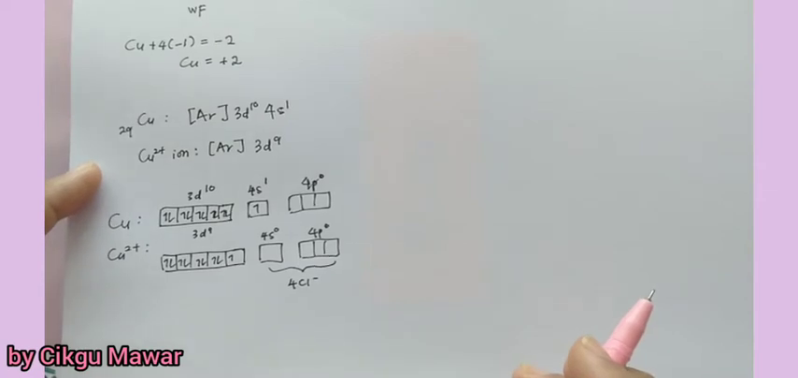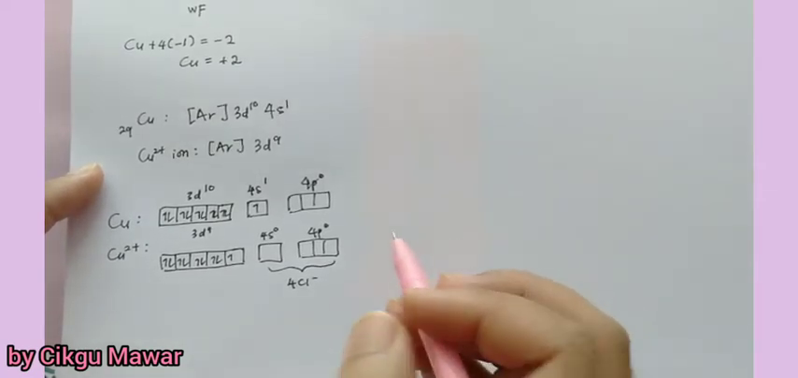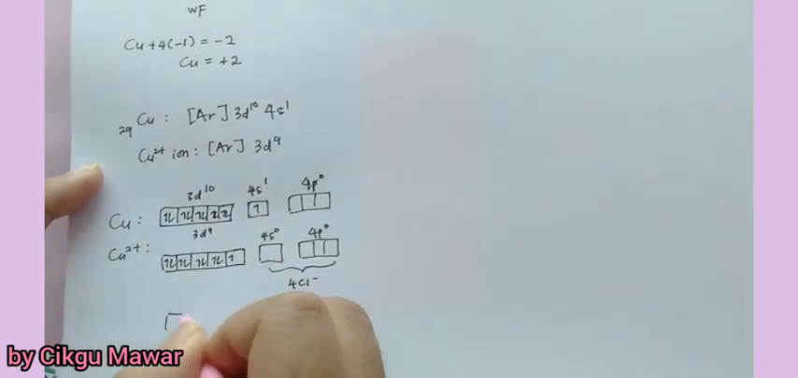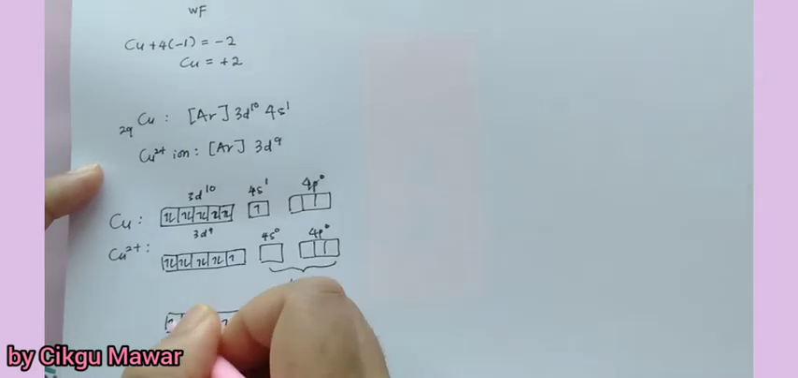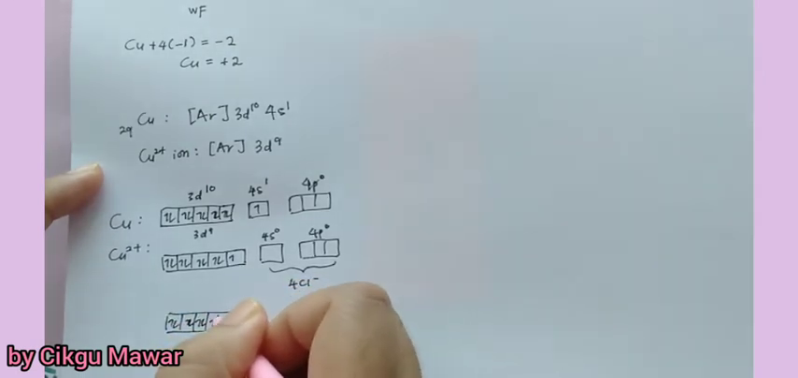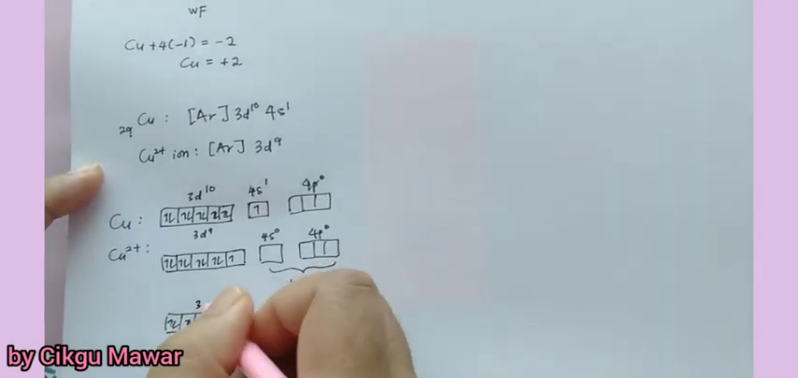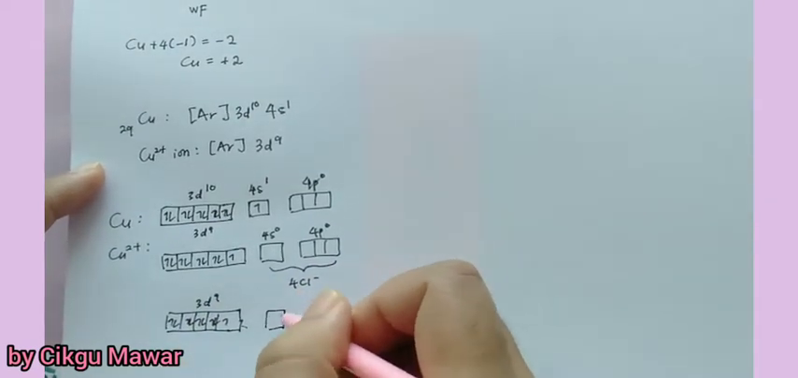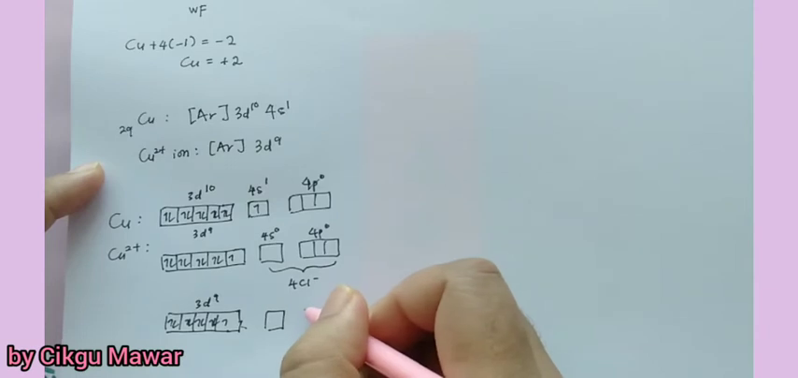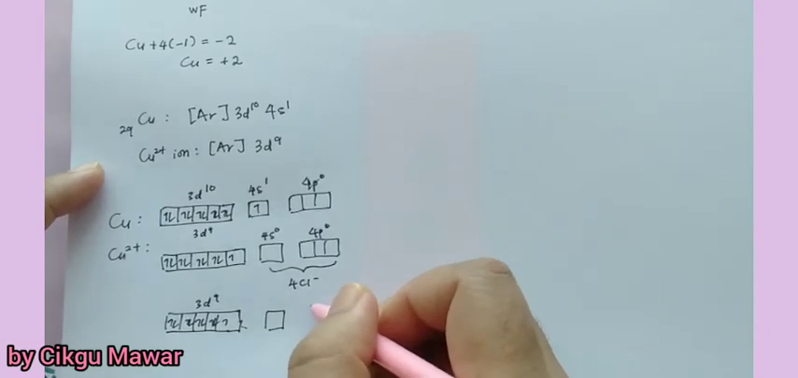So now what happened is, this one remains: 3d9 remains. And then we have the 4s and also the 4p.